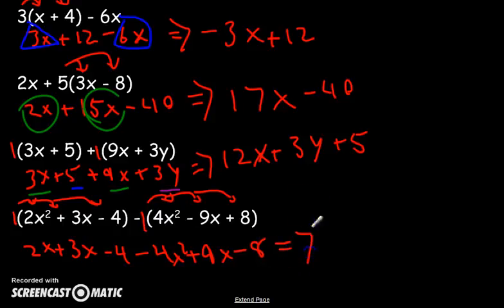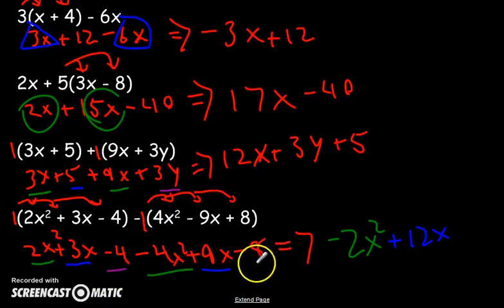So let's combine the like terms, which there are a lot of them in this case, so we should really make sure we left out the square. That's very important. So the 2x squared and the negative 4x squared are like terms. Together they make negative 2x squared. The 3x and the 9x are like terms, and they make positive 12x. And the negative 4 and the negative 8 are like terms, and they make negative 12.